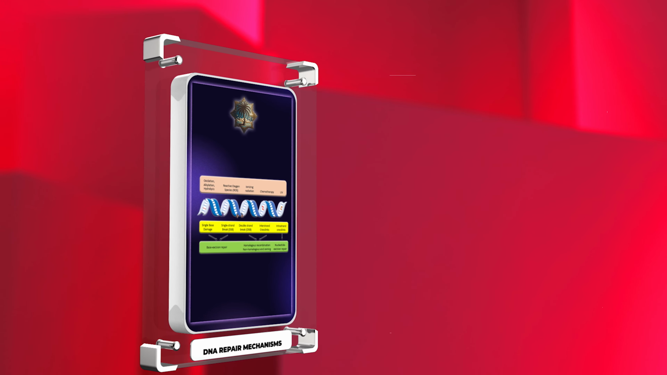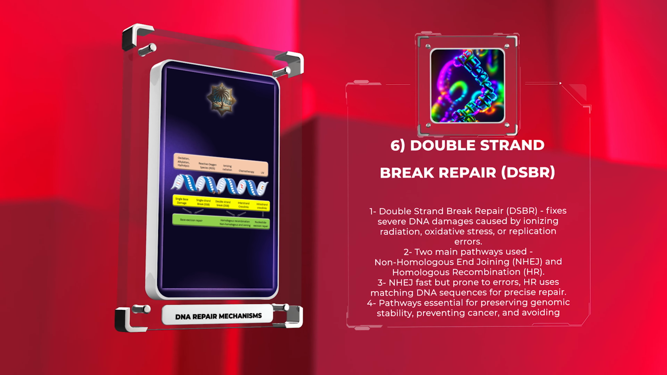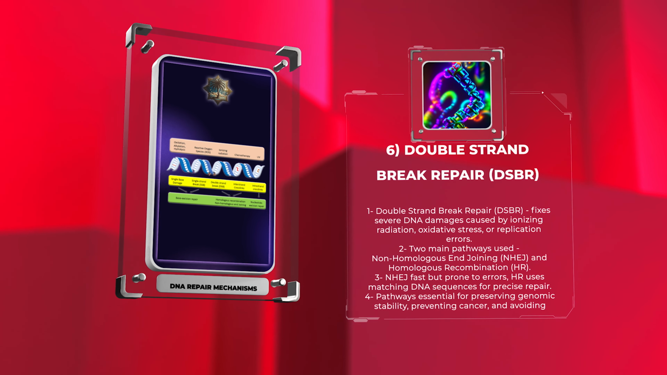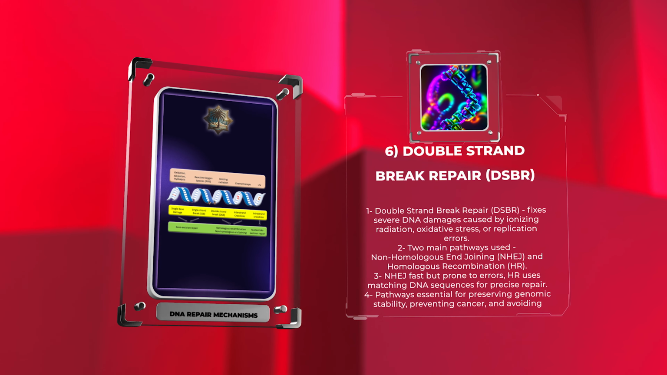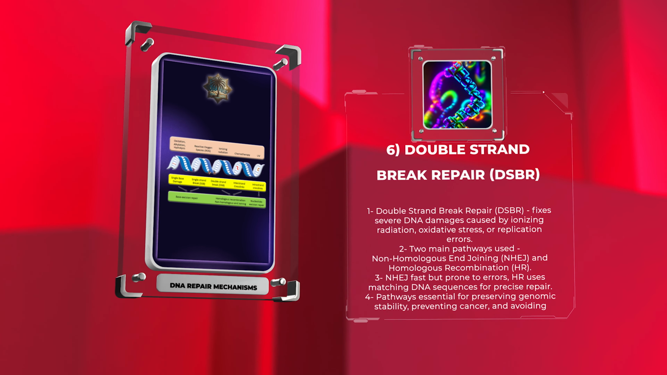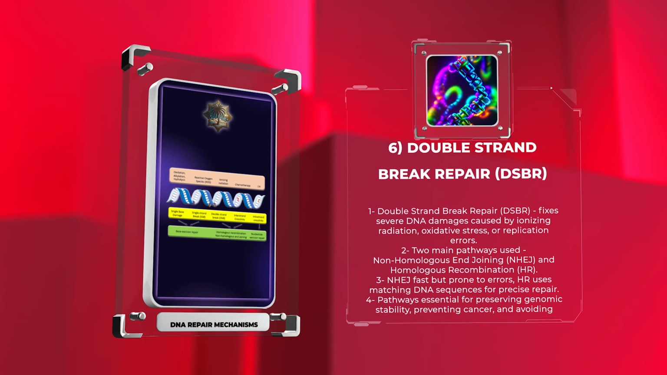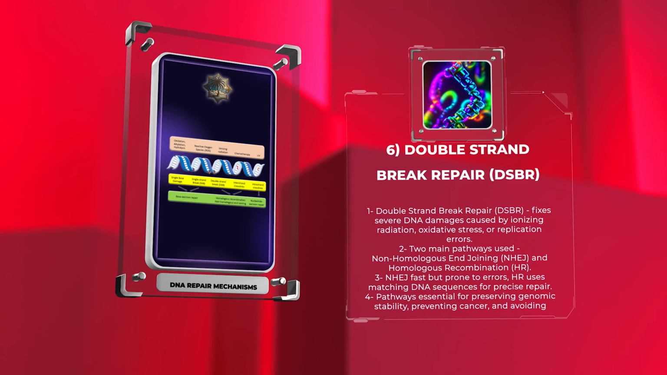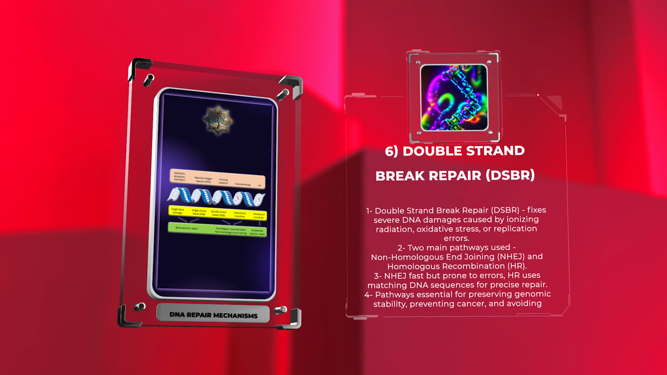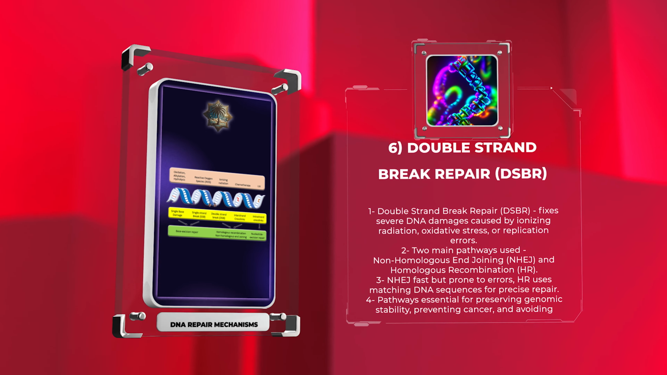Double-strand break repair, DSBR, is a crucial process that fixes severe DNA damages caused by ionizing radiation, oxidative stress, or replication errors. Cells utilize two main pathways, non-homologous end joining, NHEJ, and homologous recombination, HR, for repairing double-strand breaks. NHEJ is fast but prone to errors, whereas HR uses matching DNA sequences for precise repair. These pathways are essential for preserving genomic stability, preventing cancer, and avoiding genetic disorders.